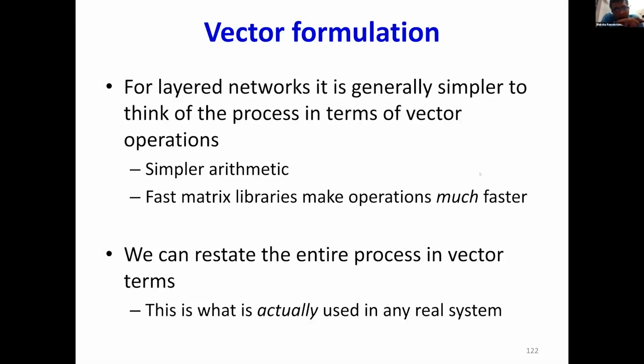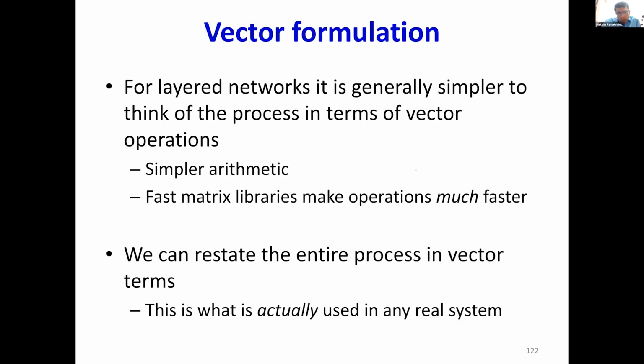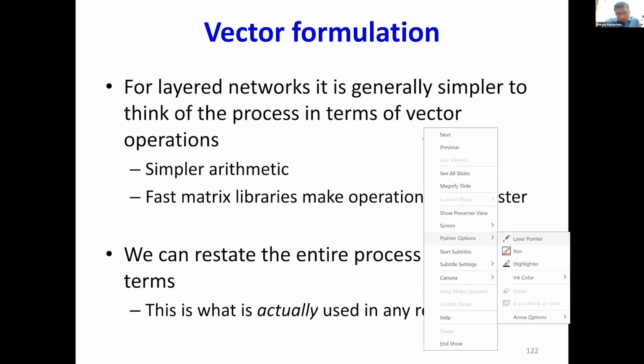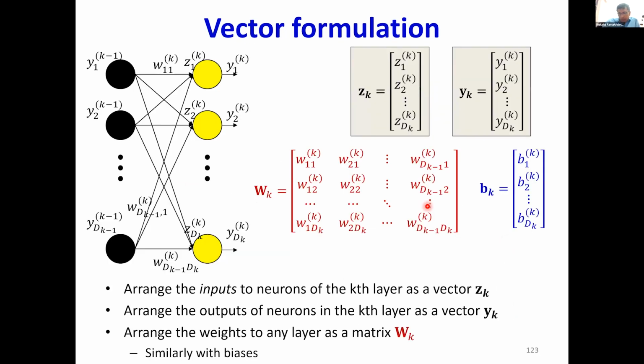So where we had left off was we were talking about the vector formulation for backprop. We've already worked out the simple arithmetic for backpropagation where every variable was individually handled. But it's simpler to think of the process in terms of vector operations because the arithmetic is simpler and fast matrix libraries make operations that much faster. And so how do we do it? This is what we do.